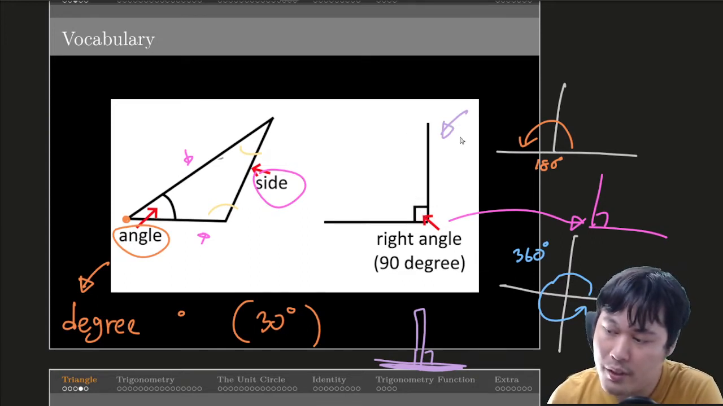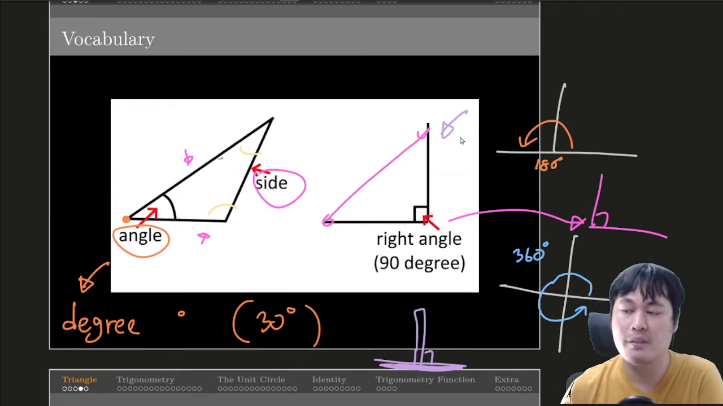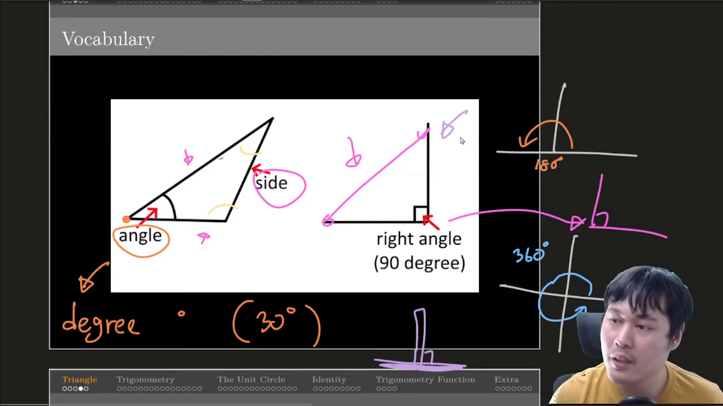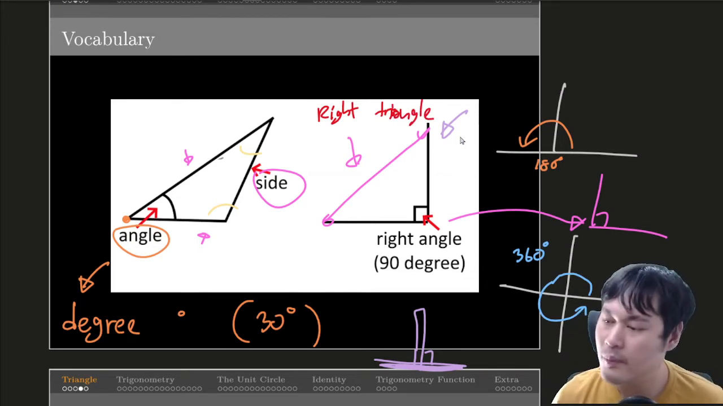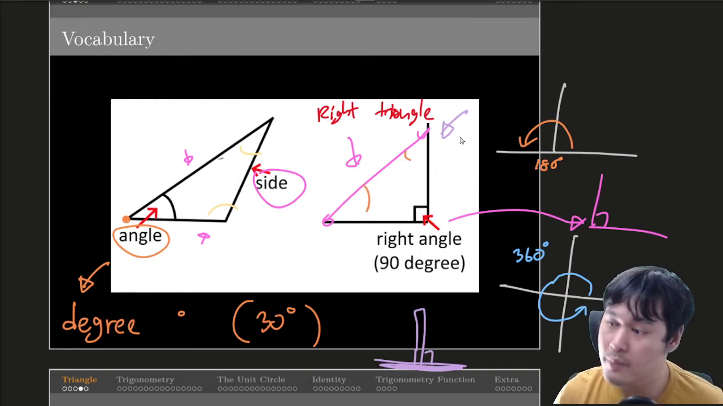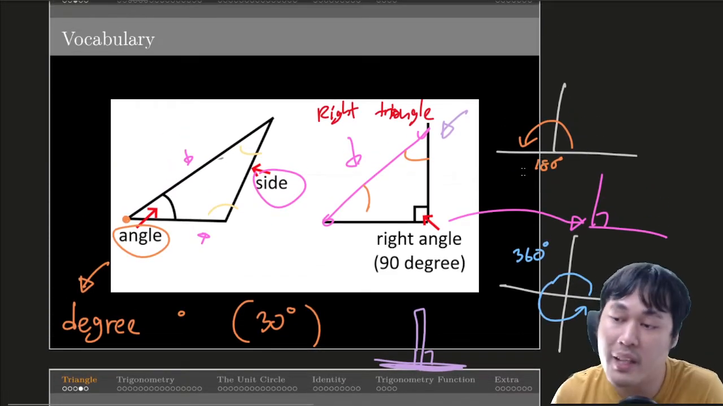The right triangle means we have a triangle where one of the angles is the right angle. This one is a right triangle. Sorry. This is the right angle, but the other two can be anything we want to. Not anything actually, but you will get there in a moment.